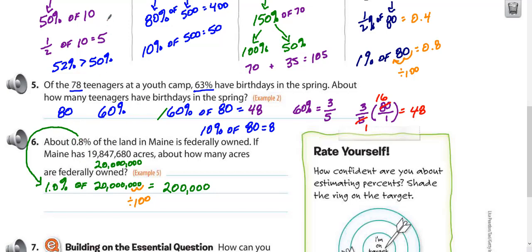8/10 of a percent, let me change up colors here for just a minute. 0.8%, 8/10 of a percent is 4/5 of 1%. 8/10 is 4/5 of 1. So if we took this 200,000 and we said how much is 4/5 of that, we would get 160,000. So if you wanted a better estimate, you would take 4/5. Again, it depends on how you're using that estimate.